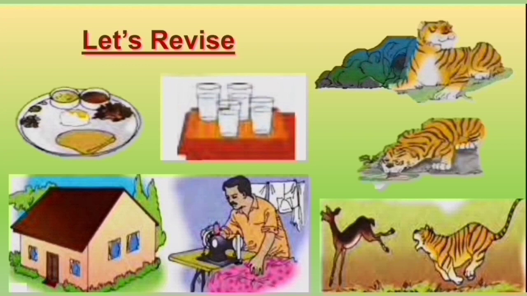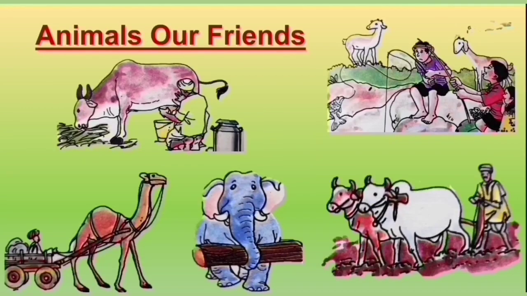In the earlier part, we had done that the needs of all living things are met in the environment, like food, water, shelter, air. Animals live in places where all these needs are met. Animals are friends. Animals are useful to us in many ways. We get milk, food, etc. Animals are used in hard labor.